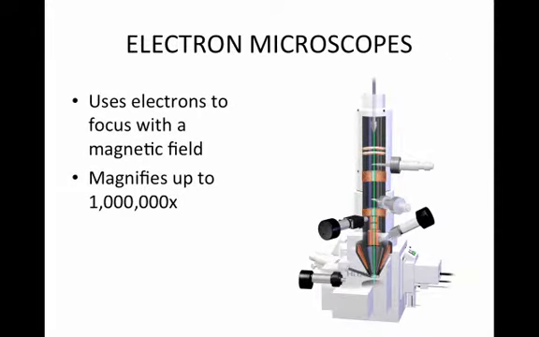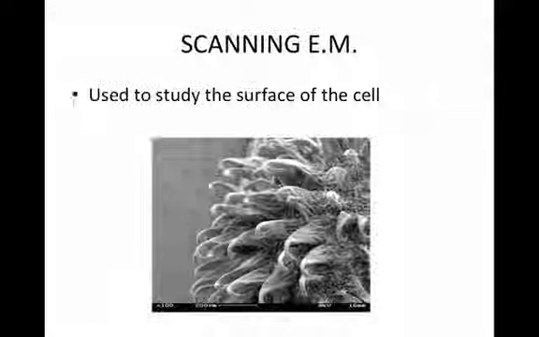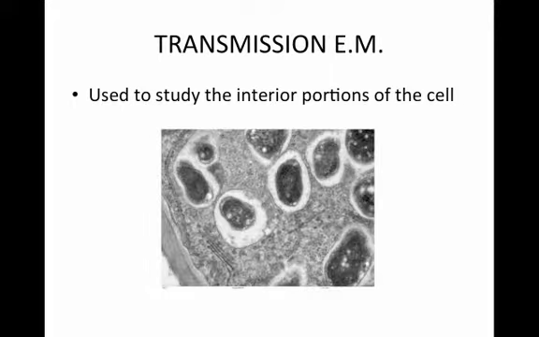Electron microscopes use electrons to focus with a magnetic field. They can magnify up to 1,000,000 times. Scanning electron microscopes study the surface of the cells and give us a detailed 3D image of the surface. Transmission electron microscopes are used to study the inside parts of cells. We use these to study organelles and other internal cell structures.